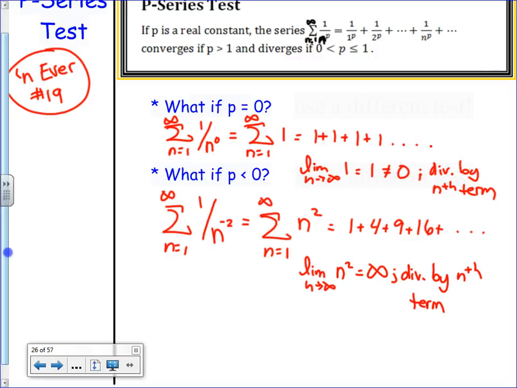Does that make sense? Yeah. So I'm just showing why not 0. Well, 0, that's just 1. That's just constant. That could be geometric. That could be nth term. Either way diverges. Okay, but hold on.